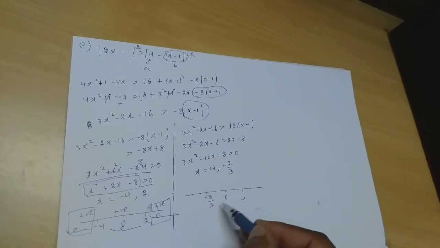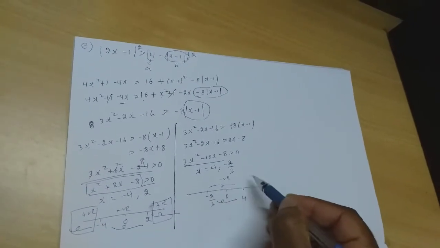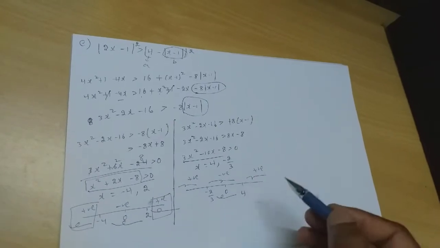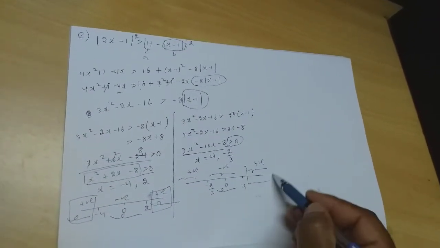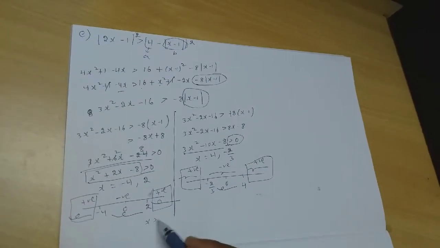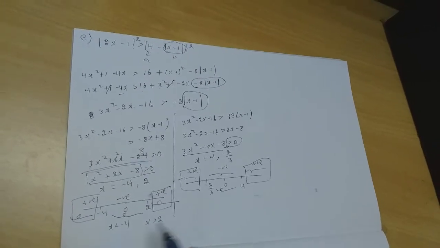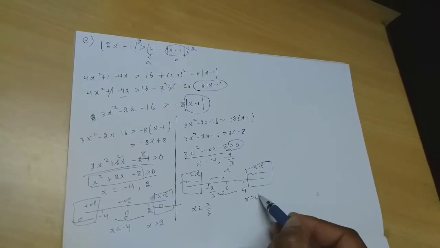In between them is 0. If I place 0 in this, again I get negative. That means over here it is positive and over here also it's positive. The expression should be greater than 0, meaning positive. So this and this is the answer. Here I got x greater than 2 and x less than −4. Here I am getting x less than −2/3 and x greater than 4.